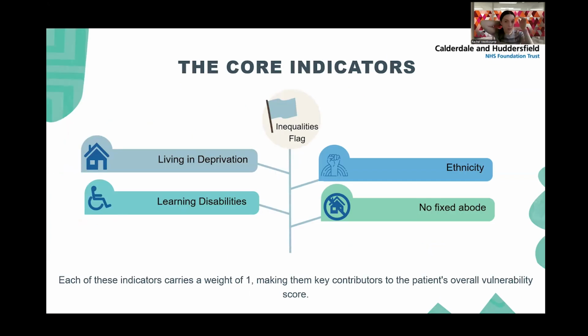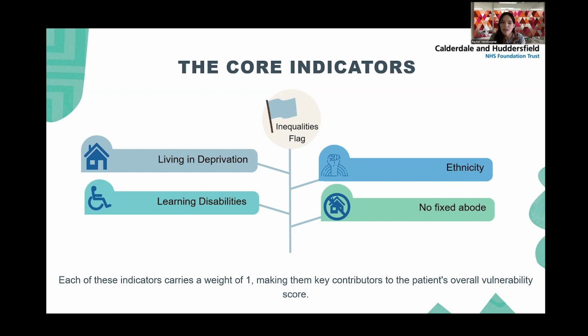So just to go into a little bit more detail about how the flag actually works and how the score is calculated, we start with firstly what we call the core indicators that are included in the matrix. And these are those factors that we know are the biggest influencers on how likely someone is to experience health inequalities. So we have in there deprivation, defined by someone's IMD decile taken from their postcode, learning disability status, ethnicity, and whether someone is no fixed abode, because we know that that will make people particularly vulnerable.